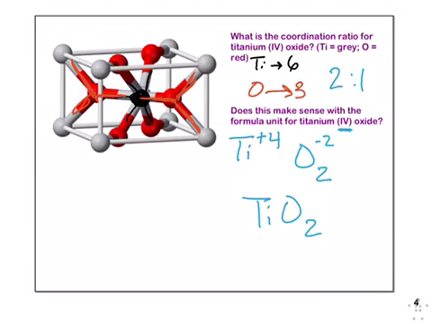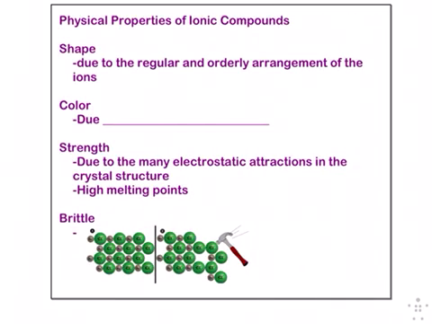Yep. Very good. All right, so then just some physical properties of ionic compounds. Their shape is very geometric. It's very regular, repeatingly patterned because of the repulsions and the attractions of the different positives and negatives. Ionic compounds will get their color from transition metals. Transition metals are typically more colorful even when they're by themselves.